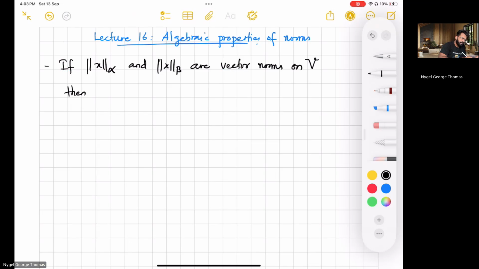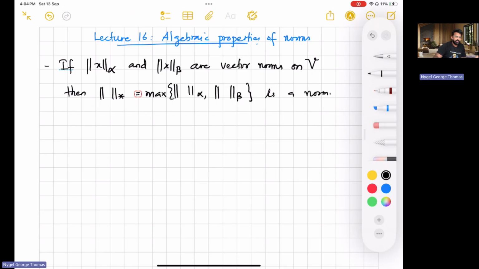then the norm defined by the max of the alpha norm and the max of the beta norm is a vector norm. So if you have two valid vector norms, you can create another norm by taking the max of those two norms.